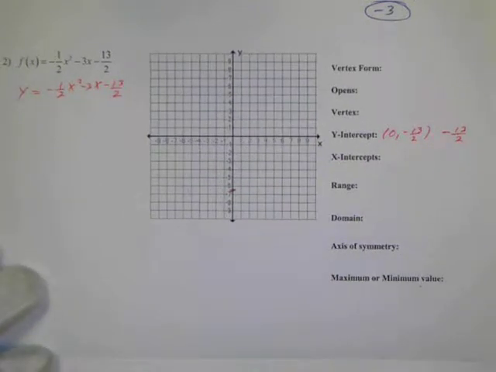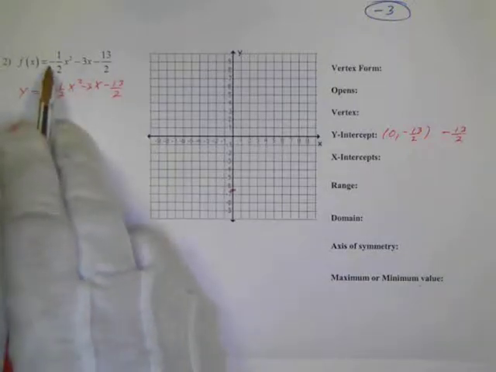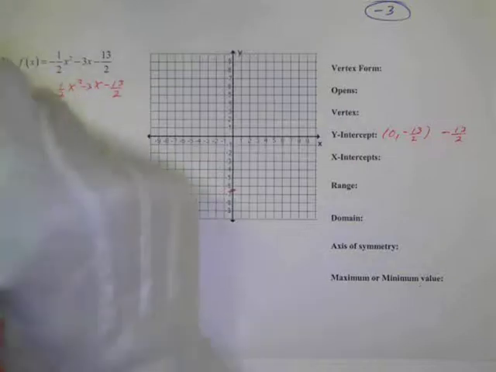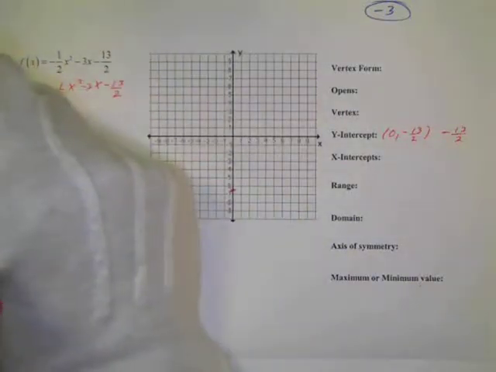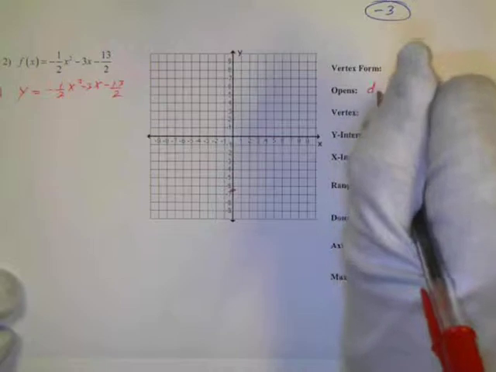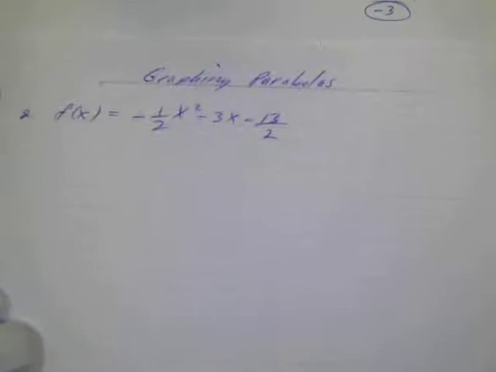Then we want to put it in vertex form. What is it shaped like, a U or an N? Well, since it's negative, shaped like an N. So that means it's going to be open down. So we can put that in. Okay, now let's put it in vertex form, and then we'll be able to find the vertex.